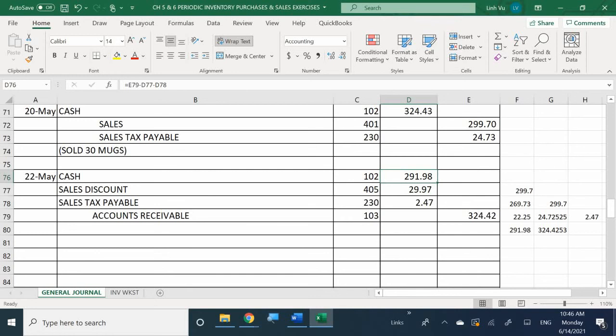Okay, so the 291.98. Which is exactly what we calculated here, right? If we calculated the discounted amount with the tax, we get the same answer of 291.98. That's how much customer B owes us, or is going to pay us for the discounted amount.